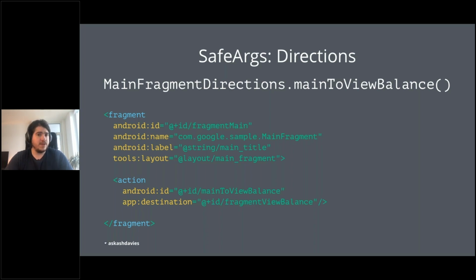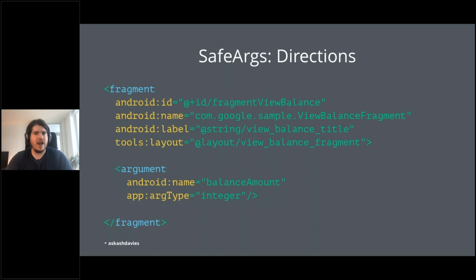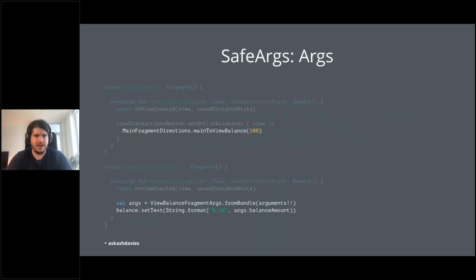And of course, it won't generate properly if you misconfigure it. So this will break at compilation, not at runtime, which is great. So if we add a new argument to the view, it will update the generated directions class to take an argument now. So now we've added the balance amount. The arg classes will update accordingly. So now we call this main to view balance, and we have to provide this parameter. And what's really nice is because this class is generated automatically for you, as soon as you change your navigation graph, it will then be reflected appropriately. And if you're calling it wrong, it simply won't compile.